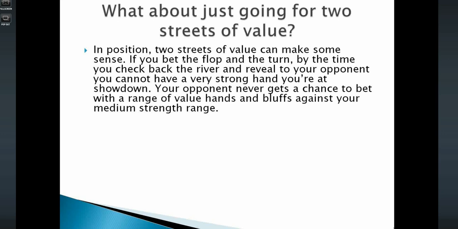The opponent never gets a chance to bet with a range of value bets and bluffs against that medium strength range. Whereas if a player checks back the flop in position, he's already signaled, I don't have a very strong hand, and it makes it easier for his opponent to mix in bluffs against him, because he knows his opponent wouldn't check back a very strong hand on the flop.